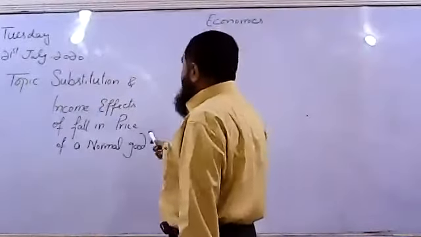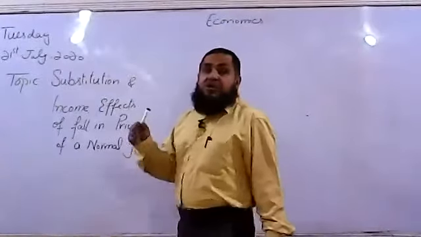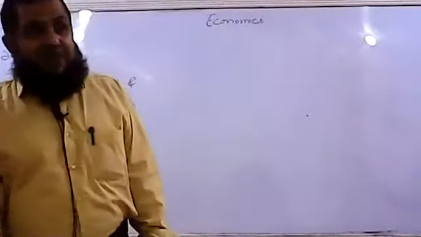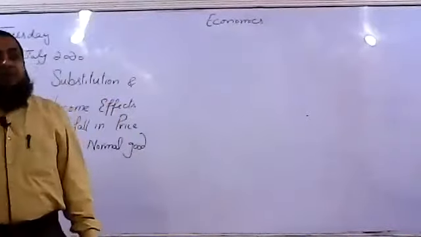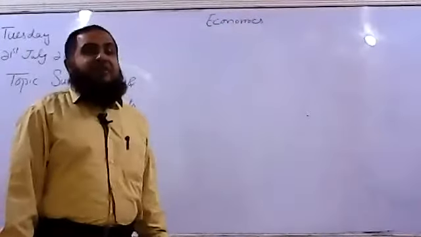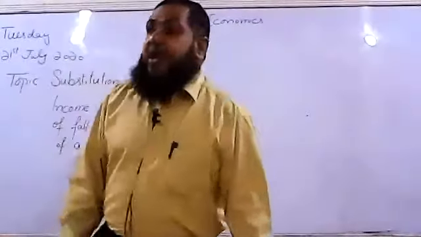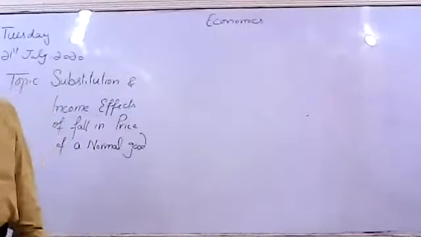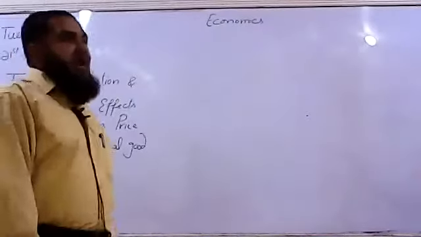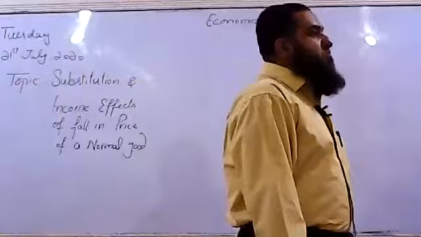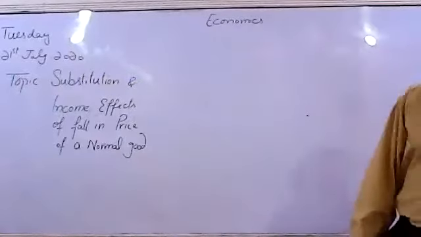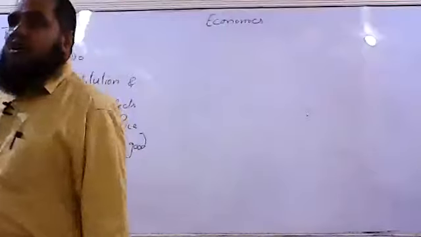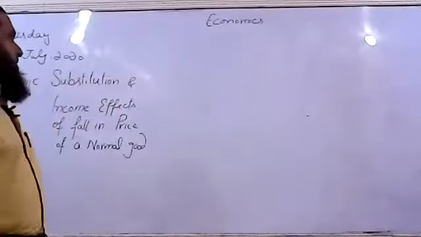Now a normal good is a good which has a positive relationship with income. When the income of the consumer increases, we will have an increase in the demand for a normal good. And a normal good also has a downward sloping demand curve for the consumer. When its price goes down, the consumer will buy more of that commodity, as it has a downward sloping demand curve.